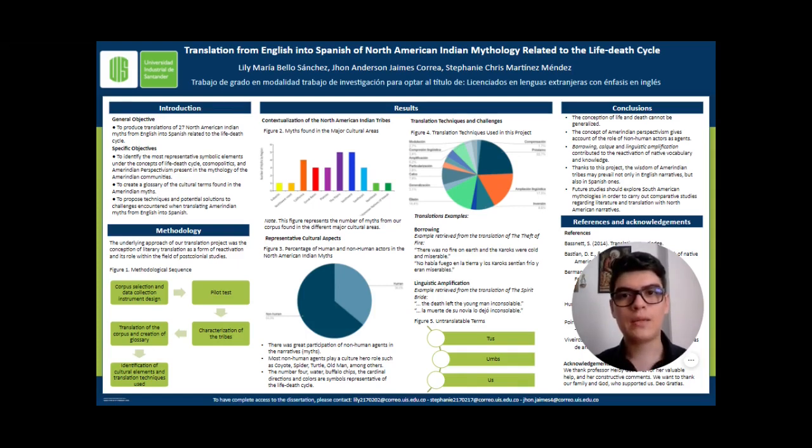in Spanish ones. As a final remark, we suggest that future studies should focus on the translation of South American mythology as well. This academic task may allow the juxtaposition of different narratives that can lead to a comparative study not only regarding literature, but also regarding translation.